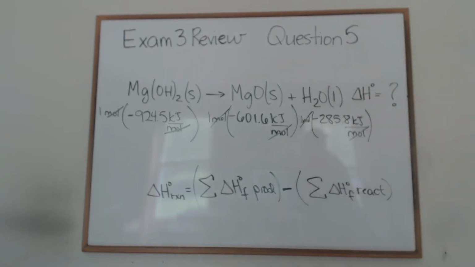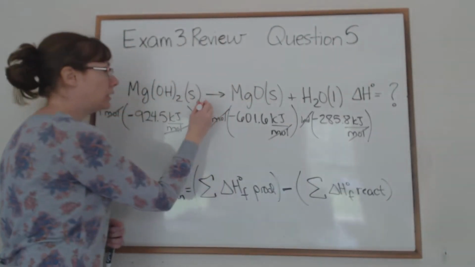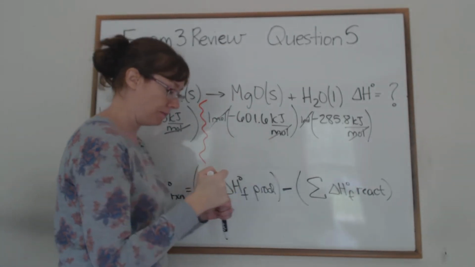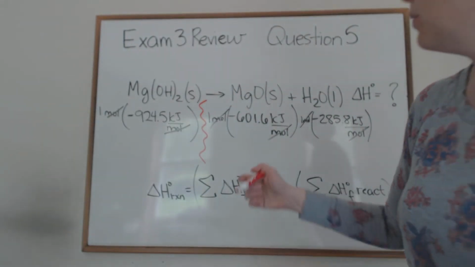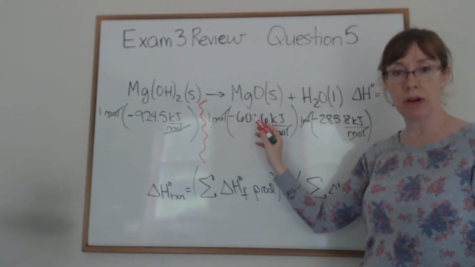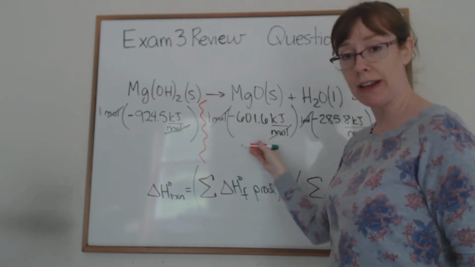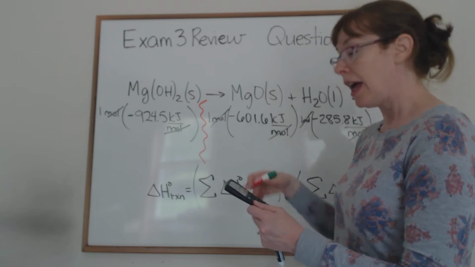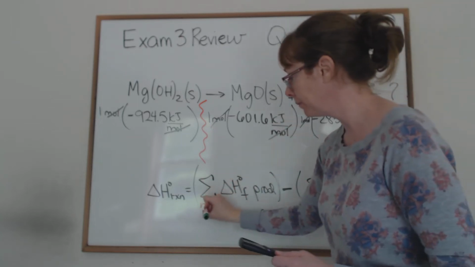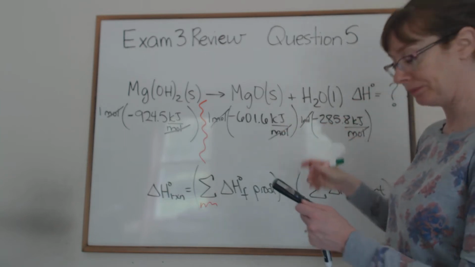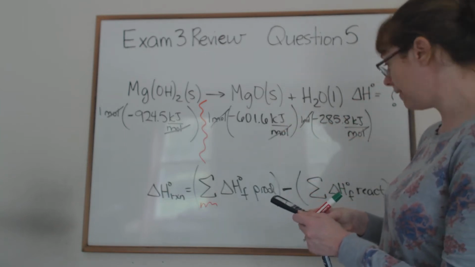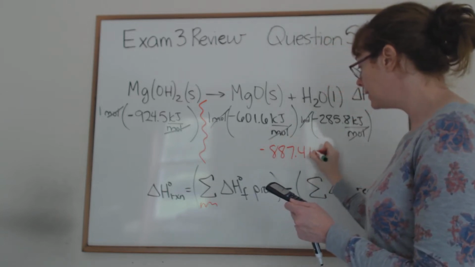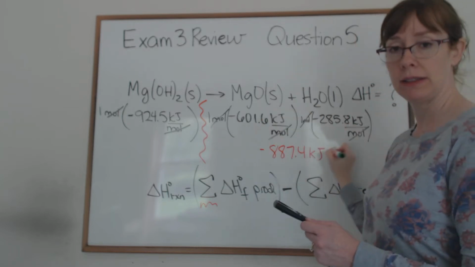Okay, and now we can gather our sums. I usually just divide the reactants from the products. So let's get the sum of all the products first. This coefficient doesn't change the number. If it had, you would have had to work that out. So we have negative 601.6, and we're getting sums. We're going to add this number plus negative 285.8, and that gets us negative 887.4 kilojoules as the sum of the products.